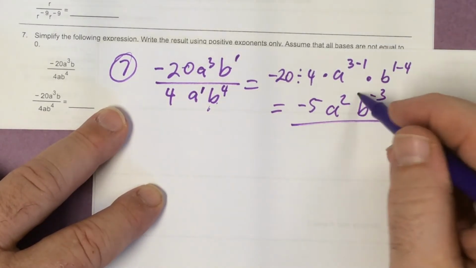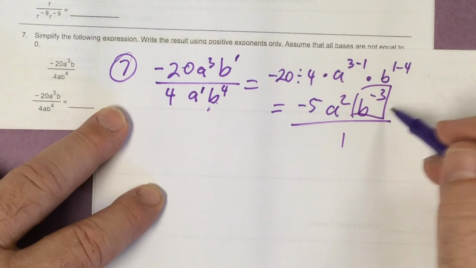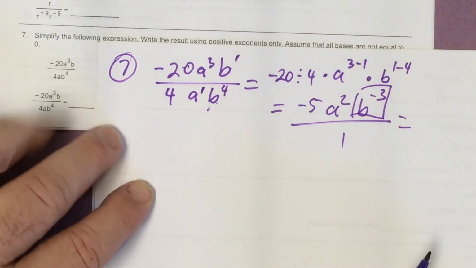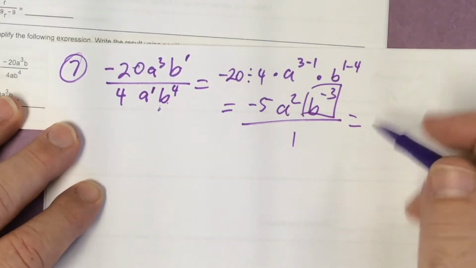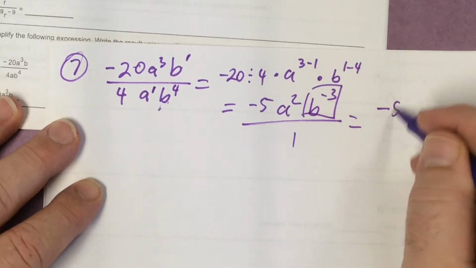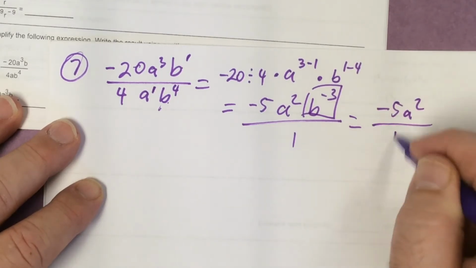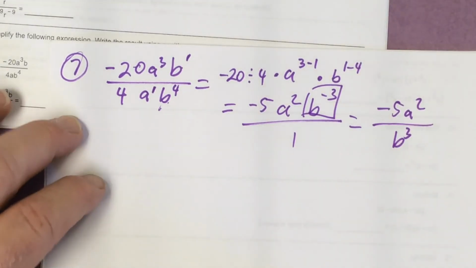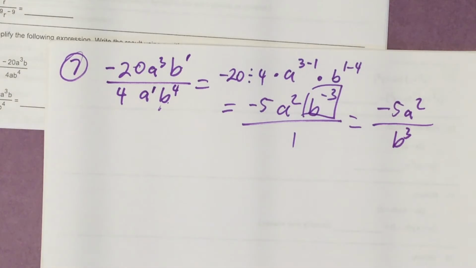But in this case, I probably want to move this down so I get rid of the negative exponent there. And when all is said and done, that's going to give me negative 5 a to the second over b to the third. And now I have my final answer written with nothing but positive exponents.